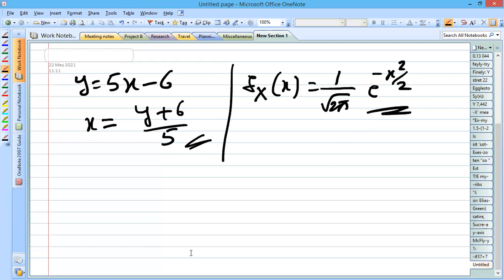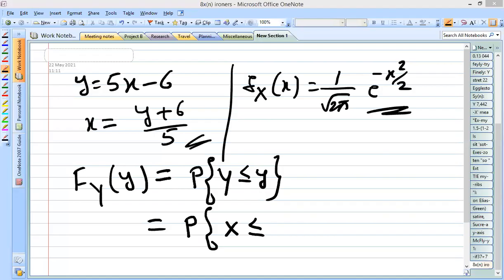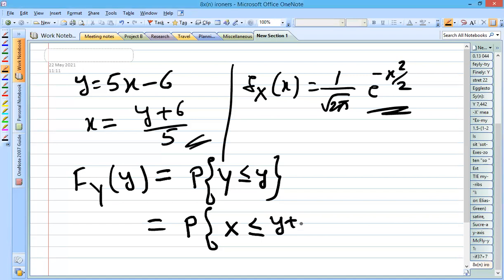Once again, the same steps: you need to get the CDF first. FY of y is obtained using the probability of Y less than or equal to y. This has to be expressed in terms of x, so it is the probability of X less than or equal to (y plus 6) divided by 5. Now you need to simplify this.